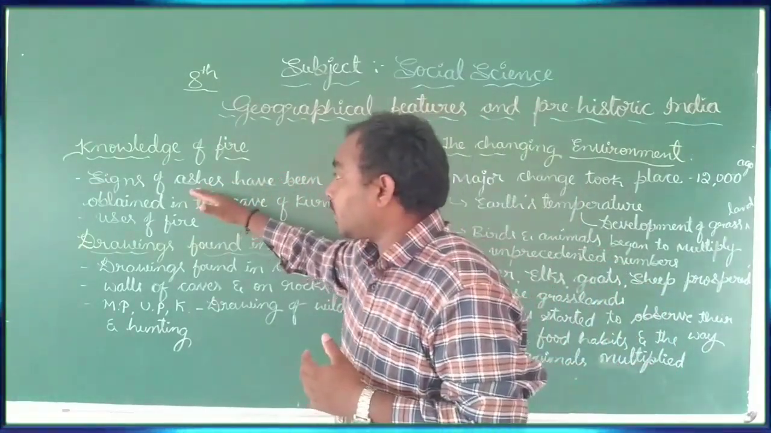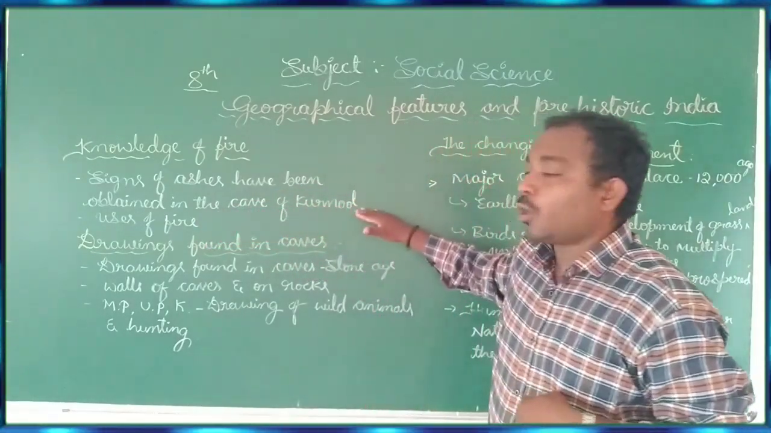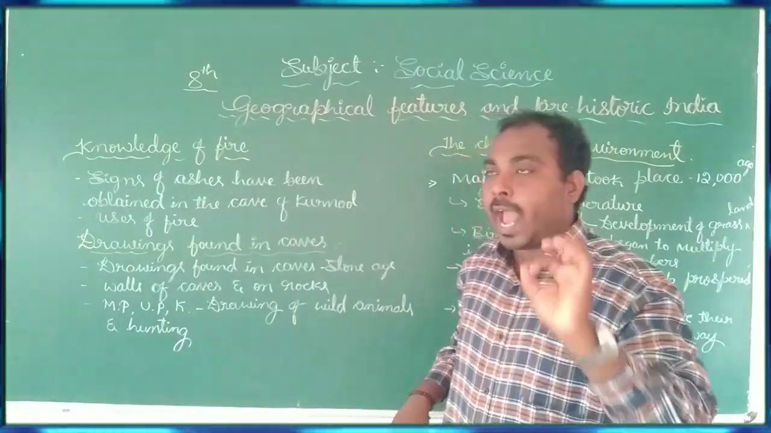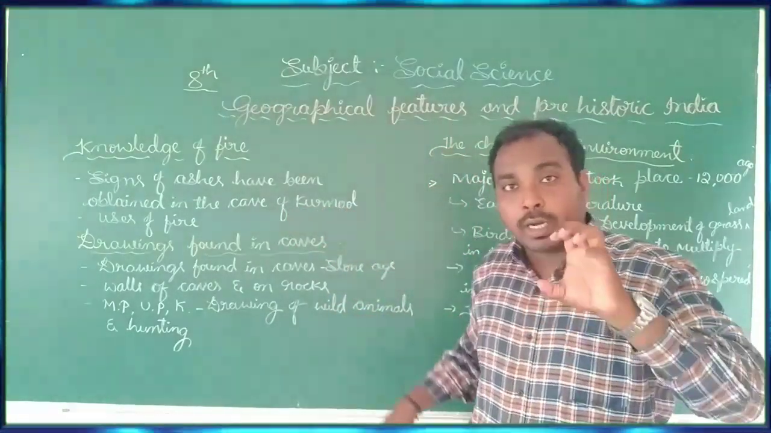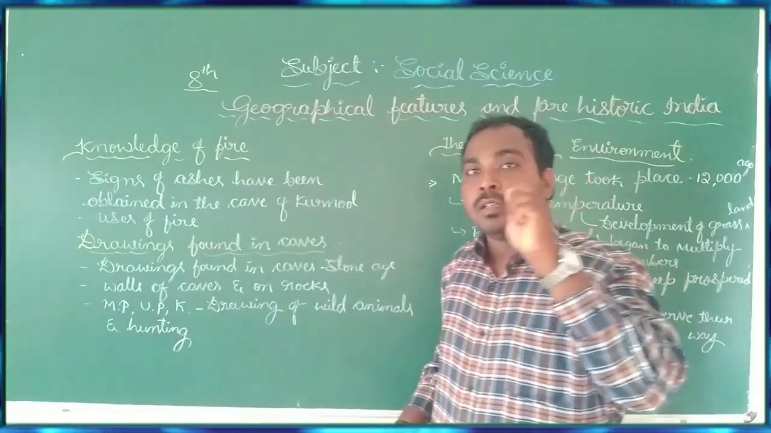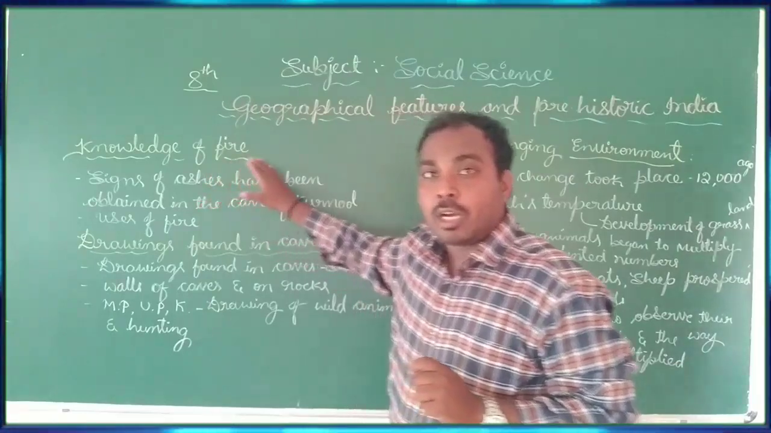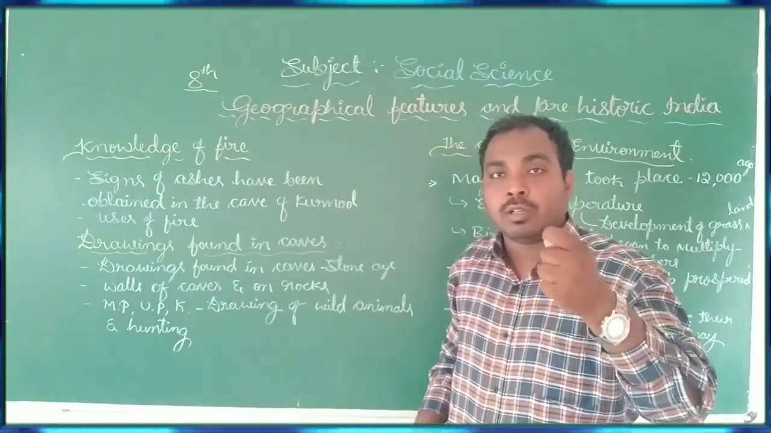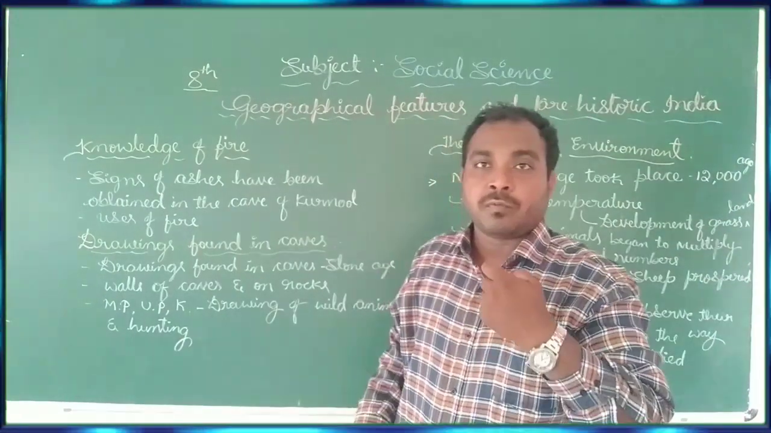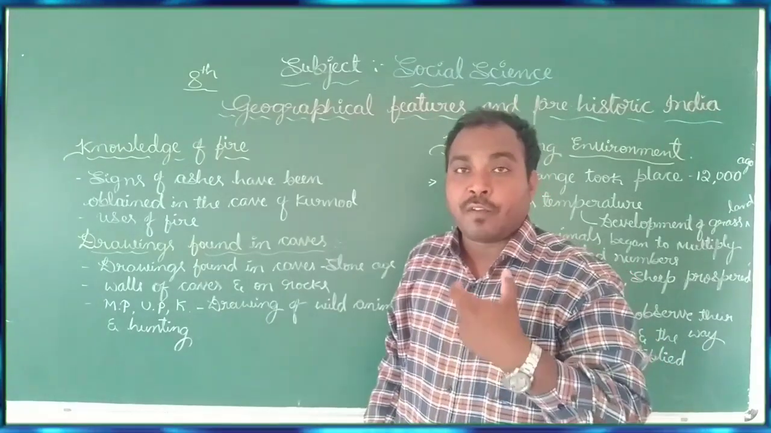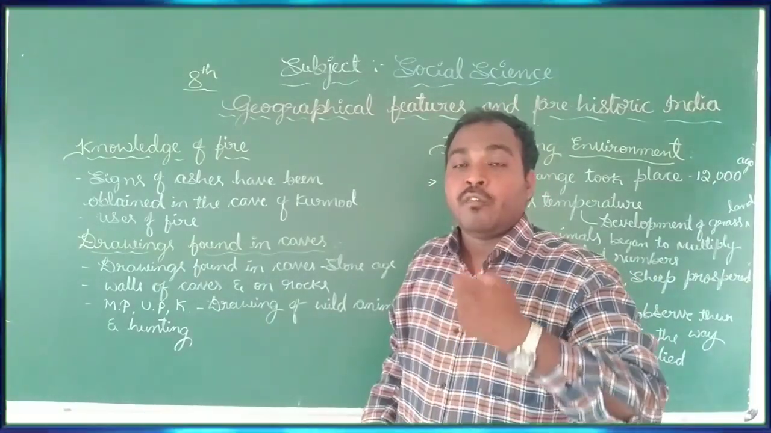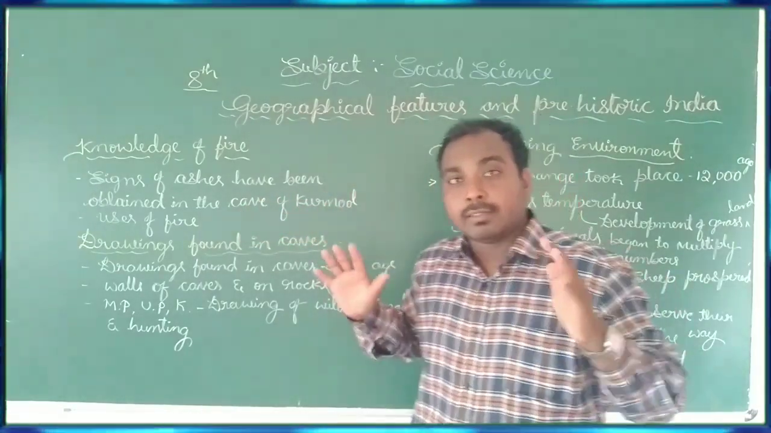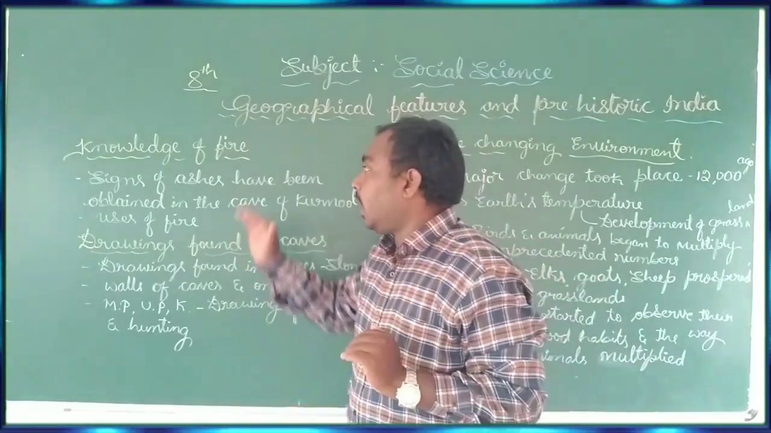According to the signs of ashes obtained in the caves of Karnool, the archaeologists discovered the ashes found in the cave of Karnool. According to that proof, the archaeologists have told that the prehistoric people, I mean in the stone age, had the knowledge of fire. How to use the fire? They probably used the fire to cook, as a light, and to frighten animals. Because of the ashes found in the cave of Karnool, they might have had the knowledge of fire.